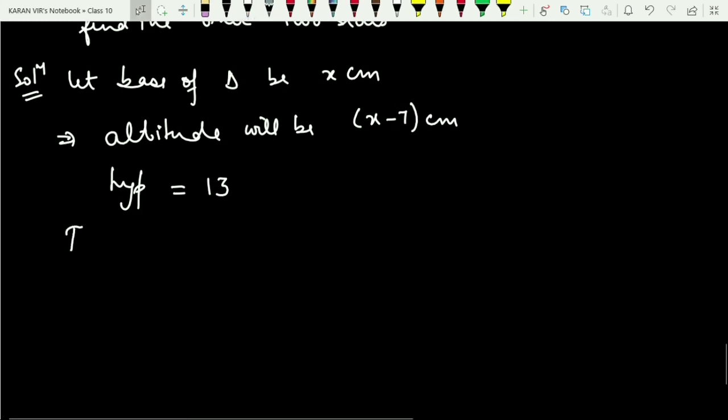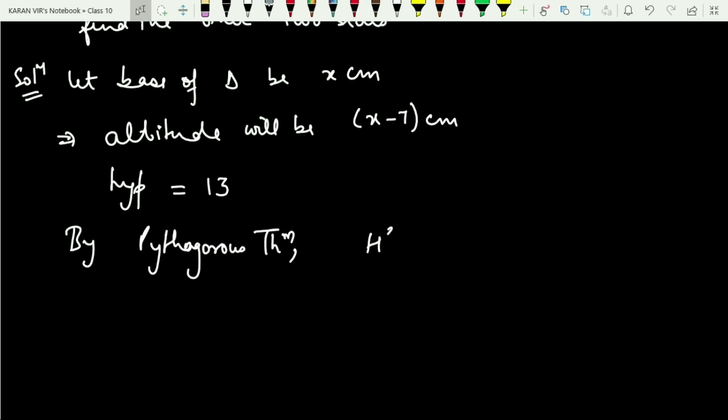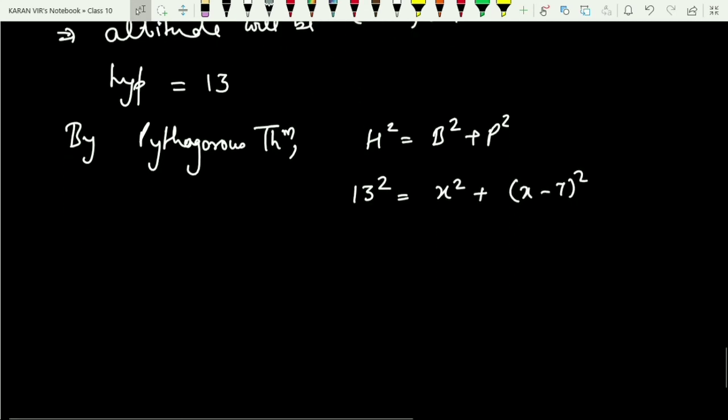So by Pythagoras theorem, hypotenuse square is base square plus perpendicular square. And what is your hypotenuse? That is 13 square. What is your base? That is x square. And what is your perpendicular? Altitude, that is x minus 7 whole square. You just need to solve this equation now.